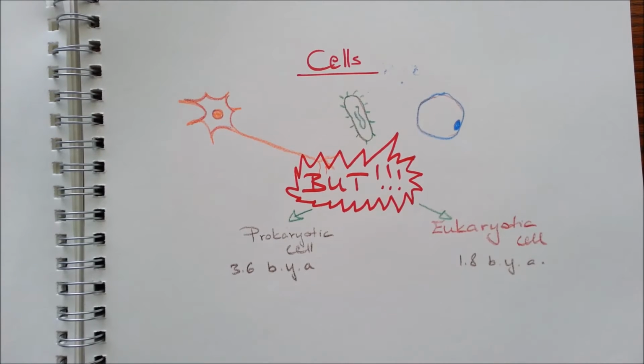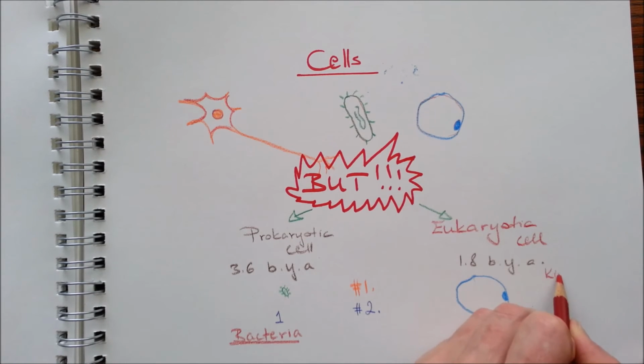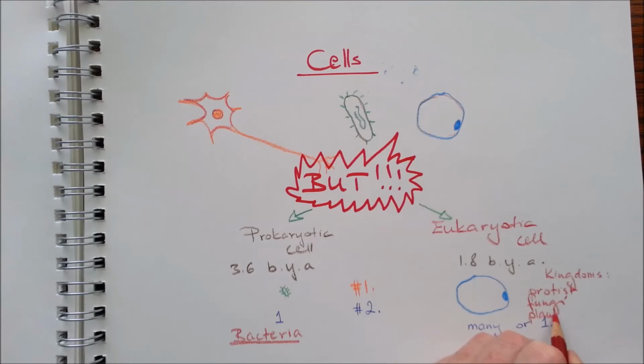Prokaryotic cells came so long ago, 3.6 billion years ago, and eukaryotes followed them. They appeared later on. Number one difference is the size, and number two difference is that prokaryotes can contain only one cell as an organism. Eukaryotes can contain one or many cells. An example of a prokaryotic cell is a bacterium, and eukaryotic cells that make up organisms are found in the protist kingdom, the fungi kingdom, and organisms from plants as well as from the animal kingdom.